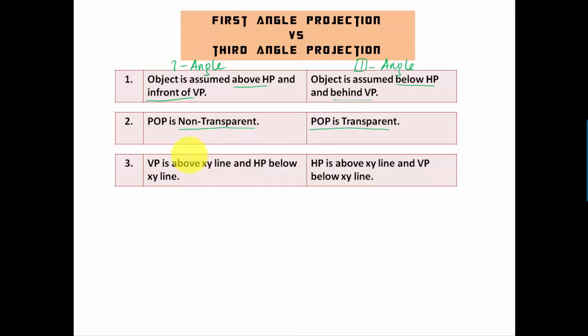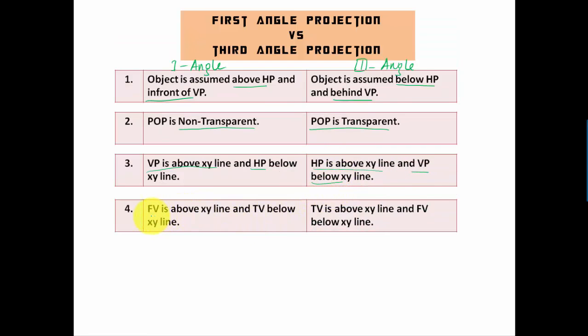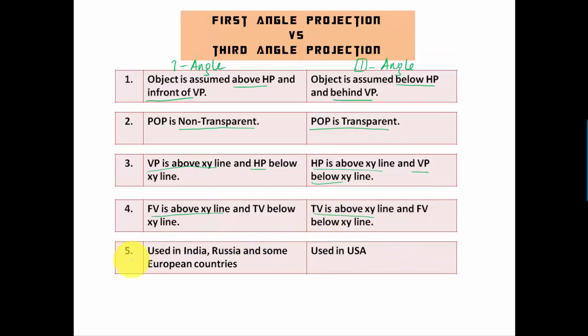Moving ahead, VP is above XY line obviously, and HP below XY line. And when you speak of third angle projection, HP is above XY line and VP is below XY line. Moving ahead, we have the front view. Obviously, if VP is above XY line, that means the front view is going to be above, and here the top view is above XY line.